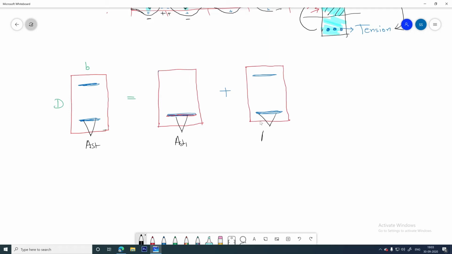And also if you give the nomenclature, this one is AST, so it will be AST1 and AST2, and this one is the ASC that I have told earlier. ASC means area of steel under compression, this is area of steel under tension, this is area of steel under tension. So this is AST1 due to when you consider it as a singly reinforced beam design.